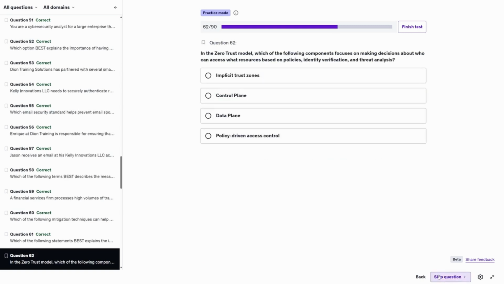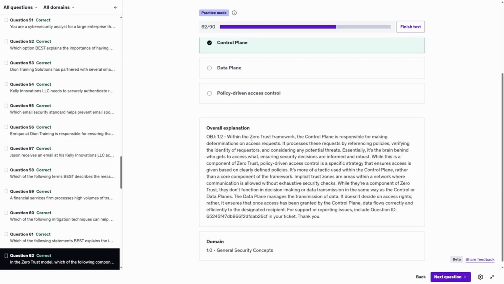In the zero trust model, which of the following components focuses on making decisions about who can access what resources based on policies, identity verification, and threat analysis? And this would be the control plane. Within the zero trust framework, the control plane is responsible for making determinations on access requests. It processes these requests by referencing policies, verifying the identity of requesters, and considering any potential threats. Essentially, it's the brain behind who gets to access what, ensuring security decisions are informed and robust.